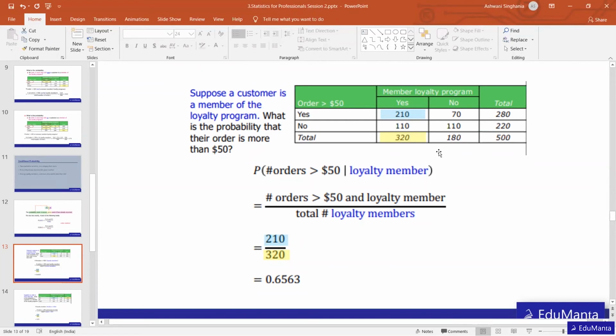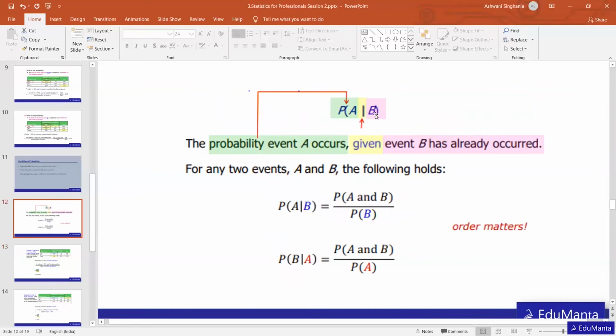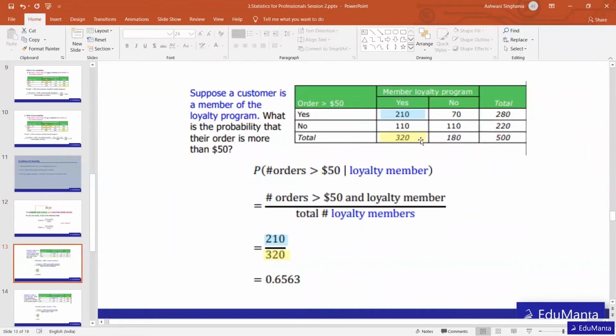There's a very simple way to calculate it. Instead of 500, the total number of outcomes, we are not going to use that as the denominator. We will use something else: what has already occurred. Here, a customer is a member of the loyalty program, so this has already occurred. This is the B in this case, so the probability of B will be the denominator. This is the B, that is, member of the loyalty program.